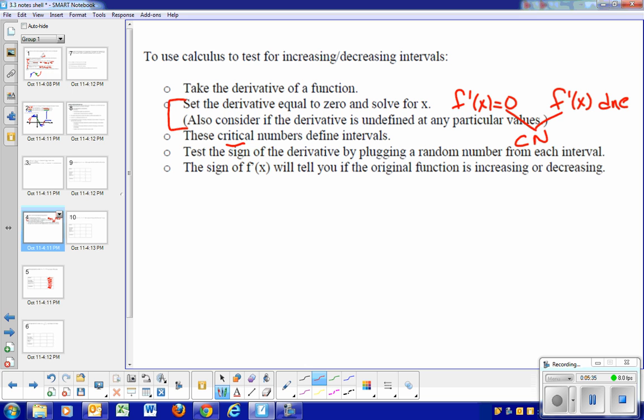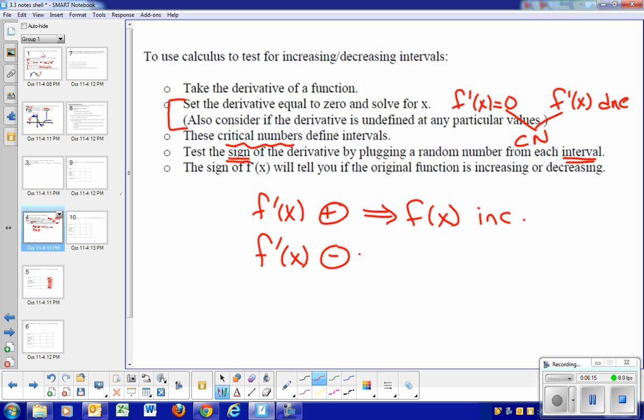Okay, so those critical numbers are going to break the domain of our function into intervals. We then will do some interval testing. We will look for the sign, positive or negative, of the derivative in each interval. And we'll do that by picking some number from inside of each interval, not the endpoints, but from within the intervals. The sign of the derivative is going to tell you if the original function is either increasing or decreasing. So if the first derivative is positive, that's going to mean that the original function is increasing, or going uphill. If the first derivative is negative, that's going to tell us that the original function is decreasing.